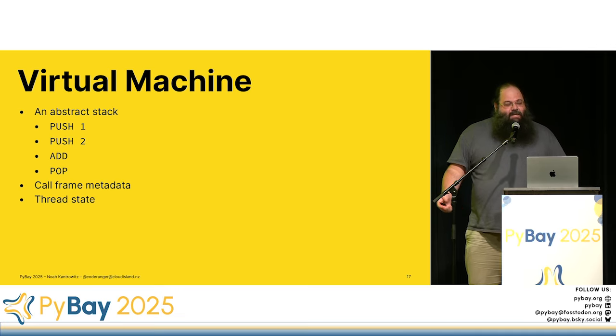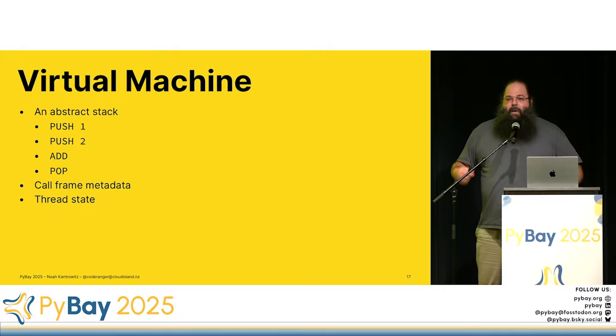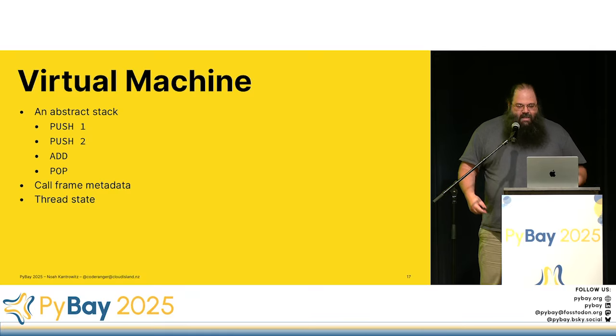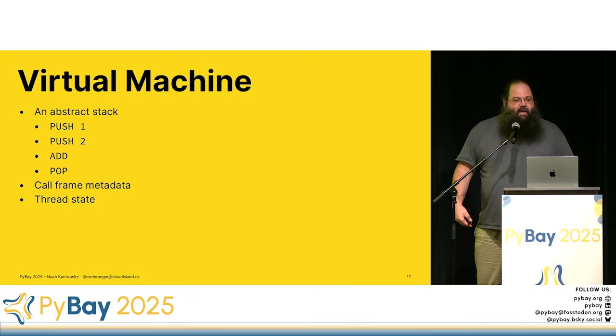If you've ever worked with Forth or an RPN calculator because you are old like me, that might seem familiar. In a stack-based system, there's really only three kinds of operations. You can push something onto the stack, you can operate on the top of the stack, or you can pop something off the stack. CPython also does track a couple extra things like call frame information and thread state, but the heart of it is the stack.